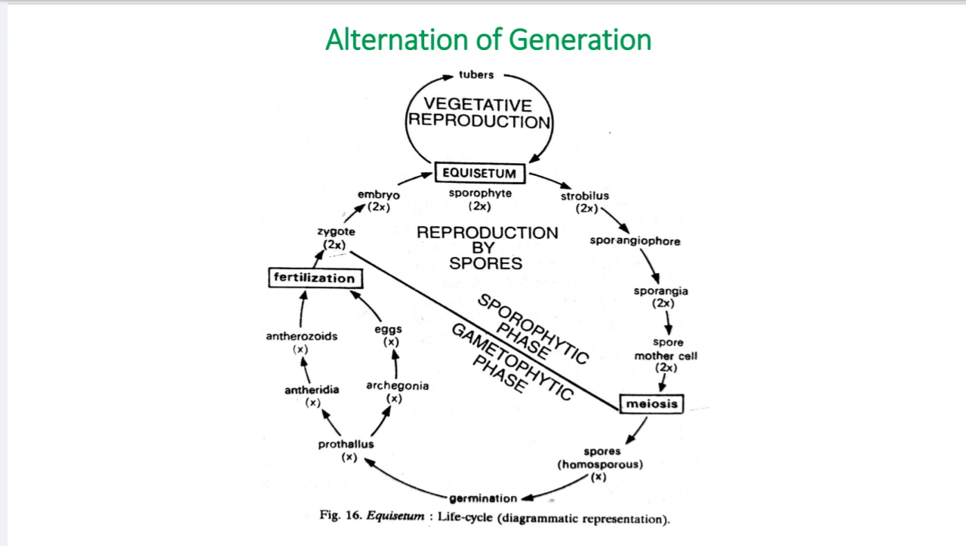This zygote goes through cell division, mitosis. It produces the embryo, and the embryo directly produces the sporophytic plant body of Equisetum. So in this way, this is the very simple and easy life cycle pattern of Equisetum.